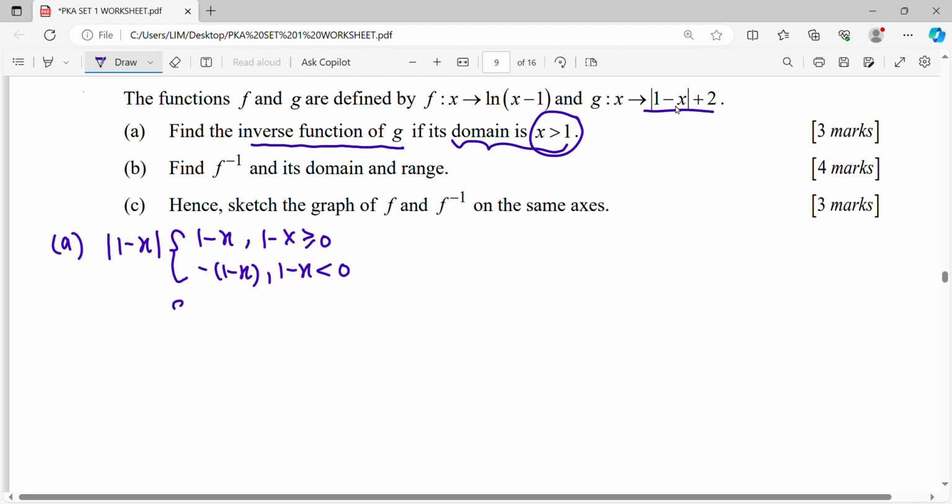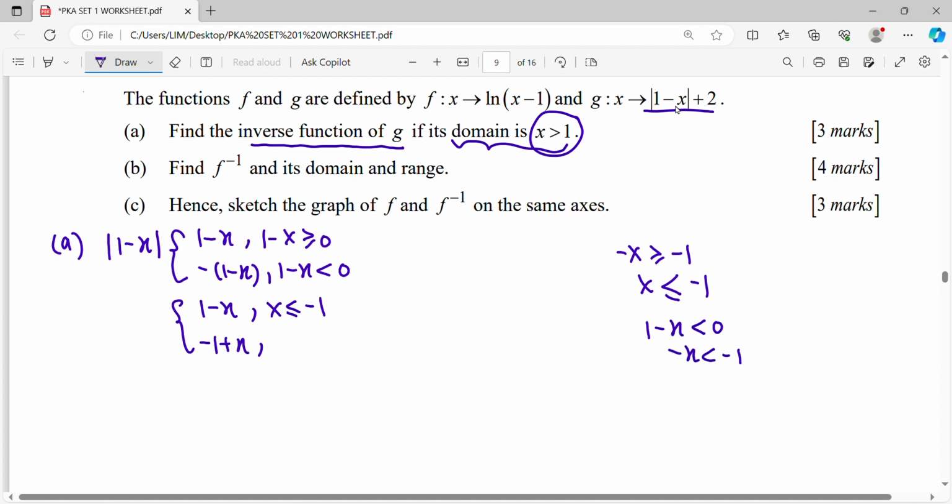Okay, so we simplify this. What's the domain of this? Negative x more than negative 1. When we divide by a negative, don't forget we have to change the sign. So this is for x less than or equal to negative 1. For this one, negative 1 plus x, when this one is 1 minus x less than 0, we move it and divide by negative. So we define that we are going to take this part only to be one-to-one and find its inverse.